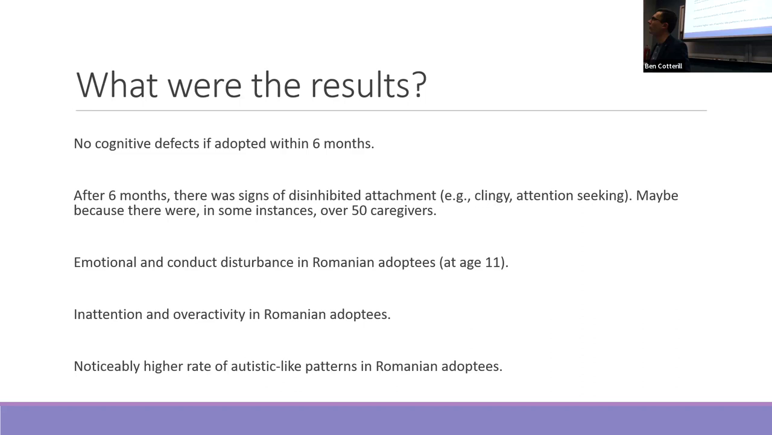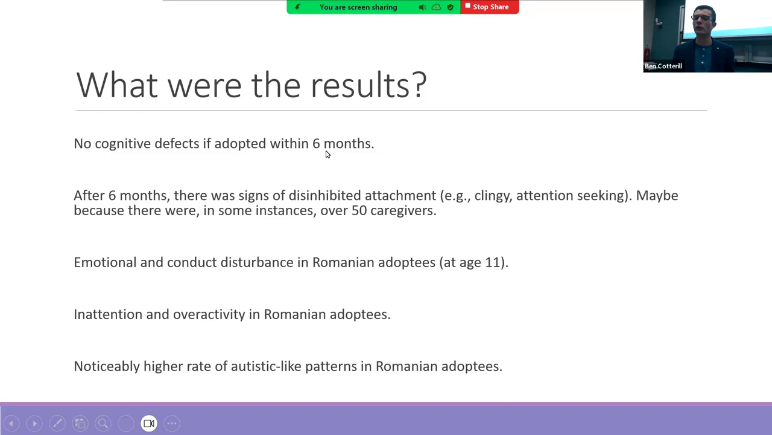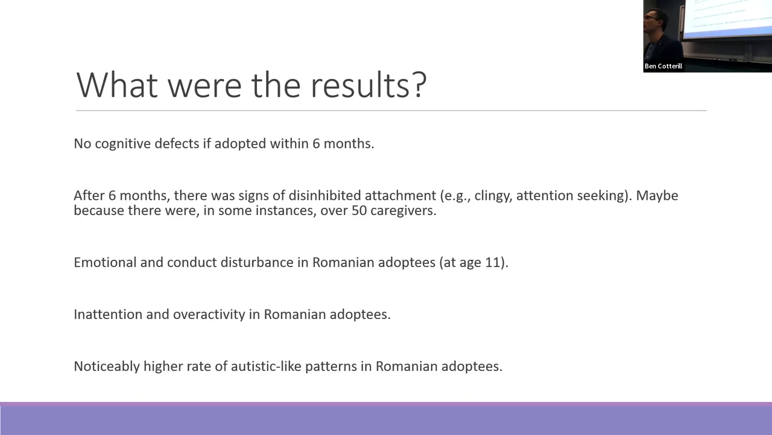If they were adopted within 6 months, there was no impact on their cognitive development at any stage going forward. If they were adopted after this, there was a significant negative impact on their IQ and cognitive development. If they were adopted after 6 months, they also showed signs of disinhibited attachment, so very clingy, attention-seeking behavior. Not too surprising, right? Because these were individuals in the care setting fighting for attention. There were so many infants to care for that if they wanted the attention, they really had to cry out for it.